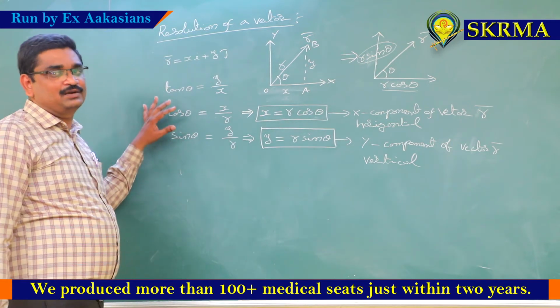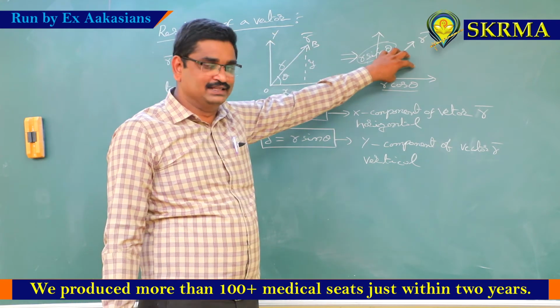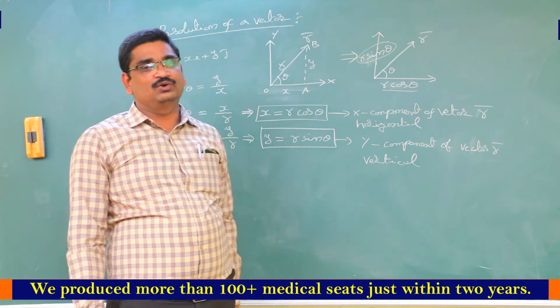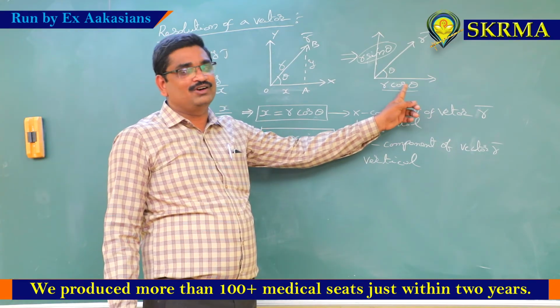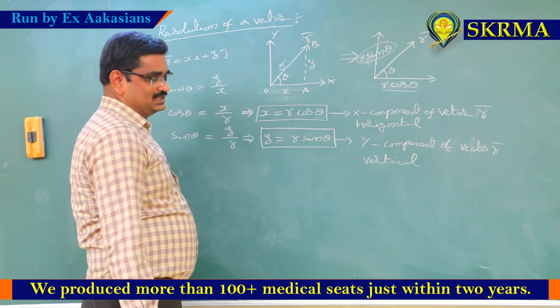Now this is the general process, or we can write directly from this diagram like this. So to remember simply, what is the x component? The x component is r cos theta, the y component is r sin theta. How are you going to remember this?